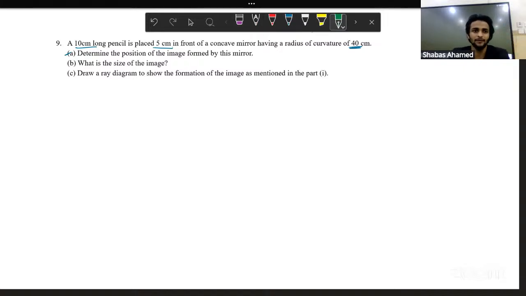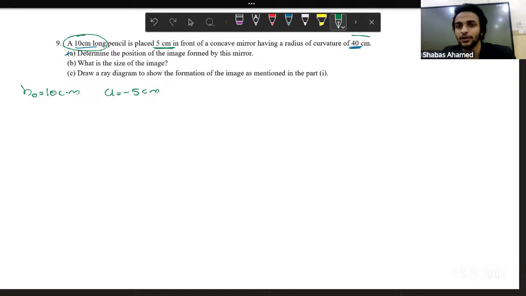In this case, we have a 10 centimeter long pencil, which means the height of the object is given. So that is 10 centimeter, and it is placed 5 centimeter in front of a concave mirror. So u is given, that is negative 5 centimeter. This is placed in front of the mirror. That is why the negative sign.